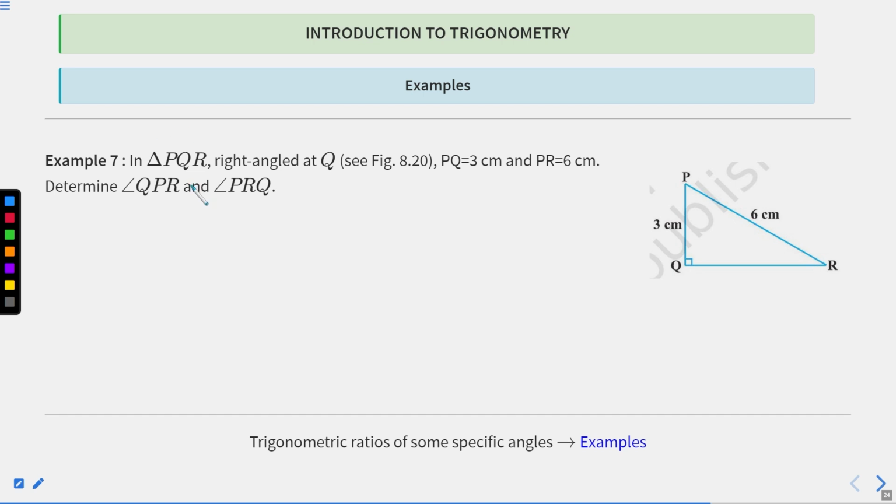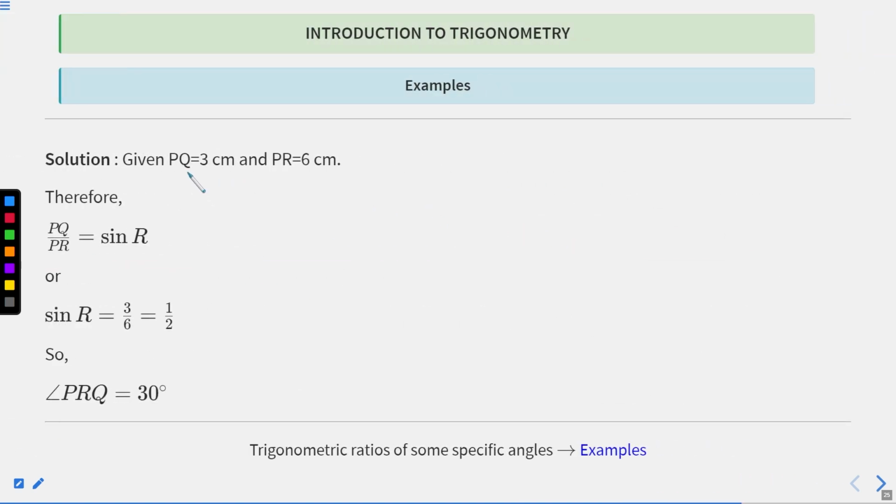So in this example we have this right angle triangle. Triangle PQR, right angle at Q, that is shown in figure 8.20. Okay, the length of PQ is 3 centimeter and the length of PR is equal to 6 centimeter. And here we need to determine angle QPR, this angle, and angle PRQ, this angle. Okay, so let us solve it.